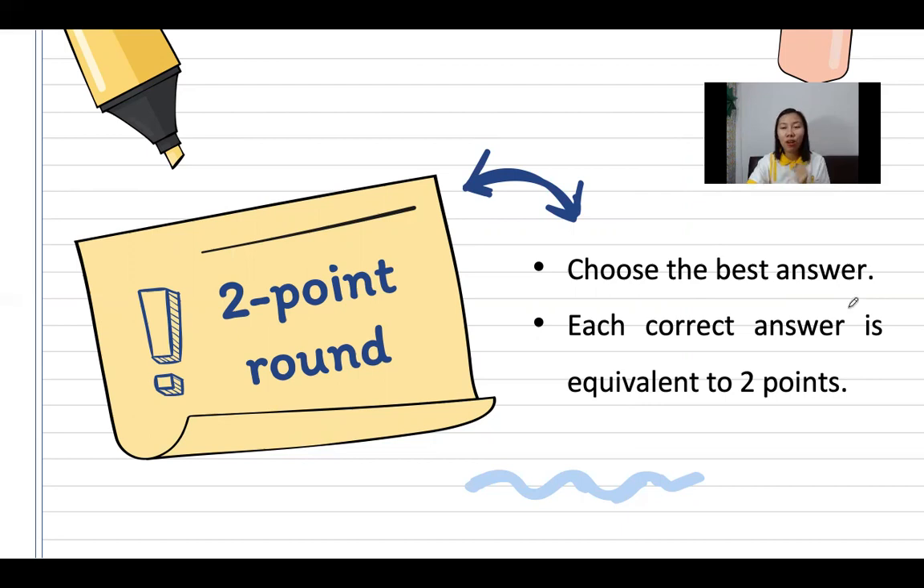Teacher Shai will read the question twice and you will be given 5 seconds to answer. Okay, ready. 2 point round number one. All right, number one.